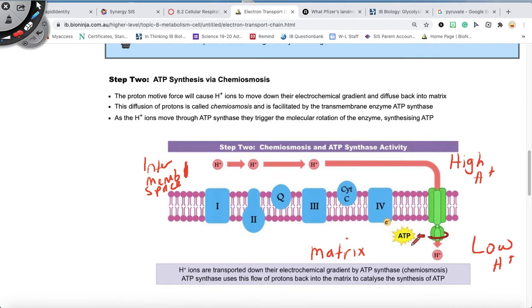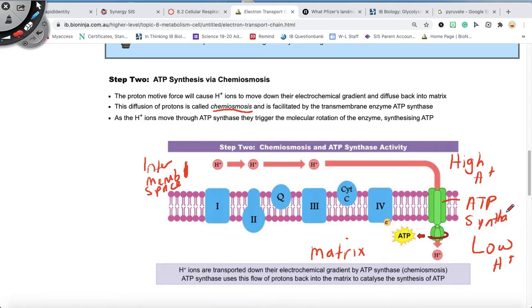And when they diffuse back into the matrix, this is what we call chemiosmosis. And when these protons or hydrogen ions diffuse back in, they are able to diffuse back in because they go through this molecule called ATP synthase.